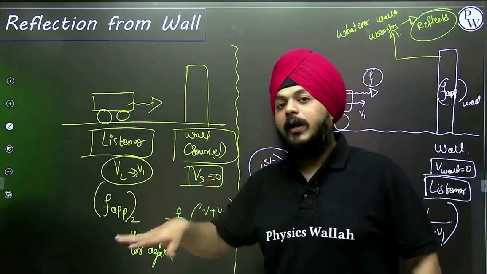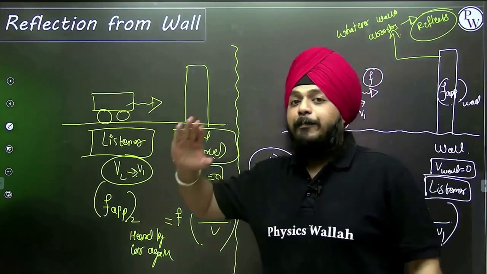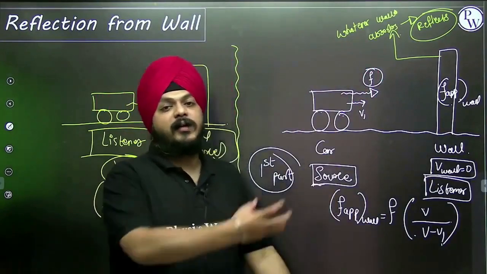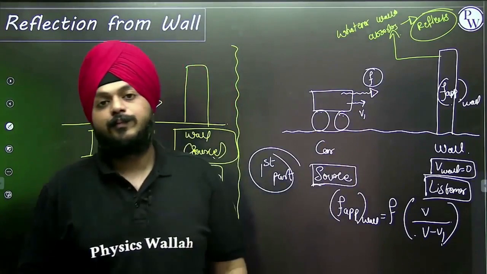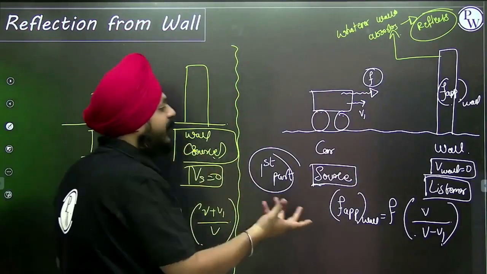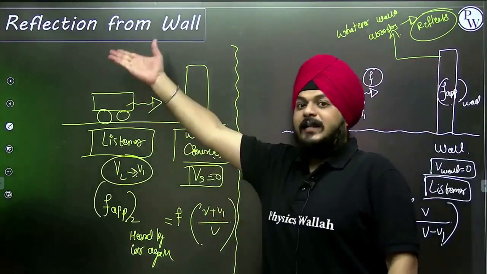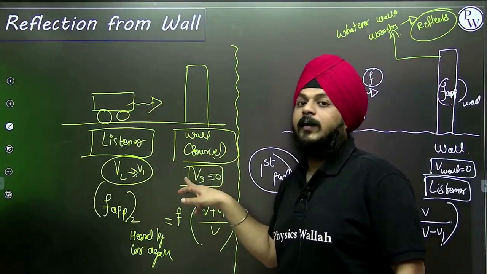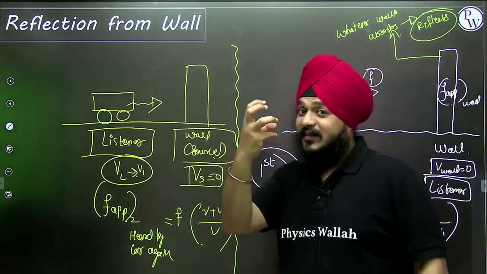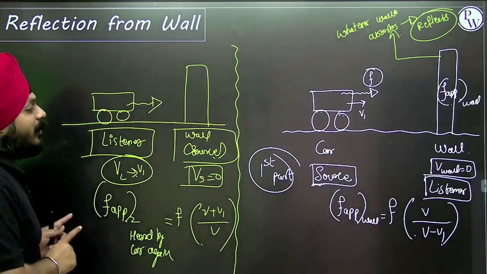The car is blowing a horn, so it becomes the source, and the apparent frequency F' is absorbed by the wall. Now the wall holds a special characteristic. Whatever it absorbs, it releases with no energy loss. So the first part completes here. Now in the second part, the source becomes the listener and the listener becomes the source. When the wall is reflecting back the sound, it becomes the source, and the car hearing the apparent frequency becomes the listener. This is the special case of the Doppler effect.